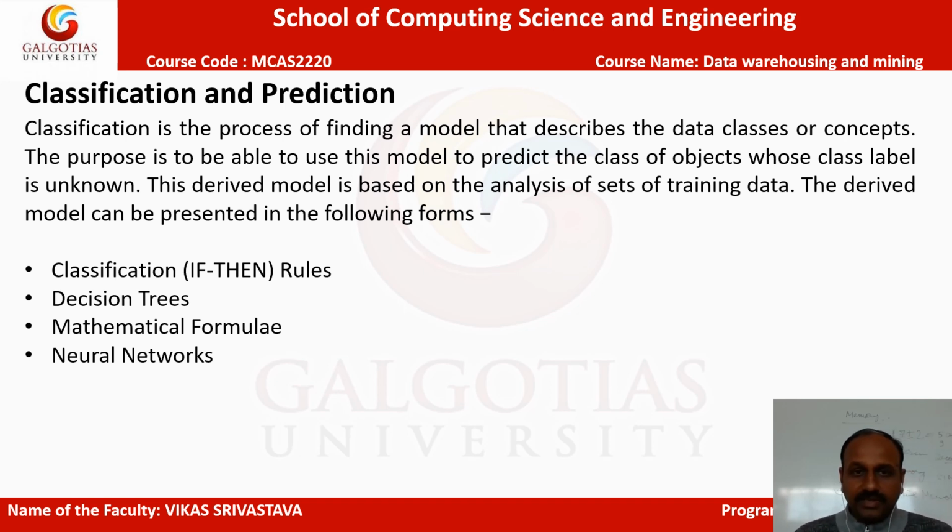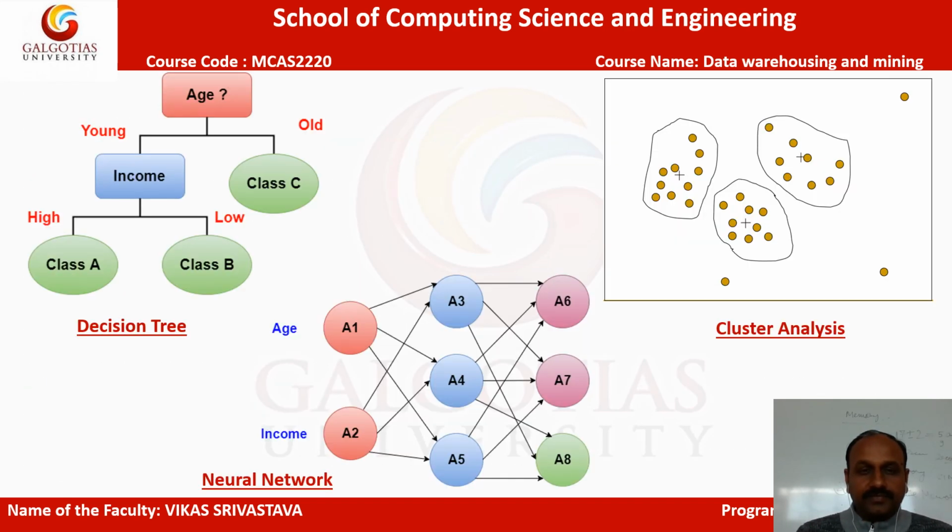Classification is the process of finding a model that describes the data classes or concepts. This purpose is fulfilled by using the representation of some structures, called if-then rules, decision rules, some formulas, and neural networks. You can see here one of the structures which has been created, like a decision tree and a neural network, and you can find out the cluster analysis. These are some representations which are to be taken care of in the data mining concept as well.